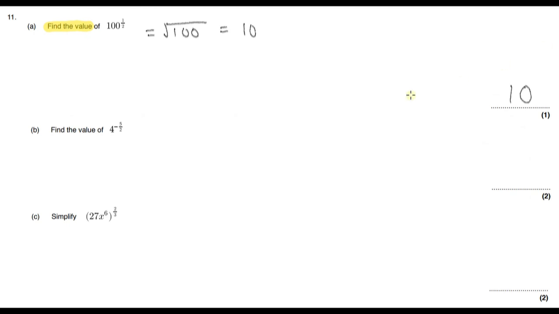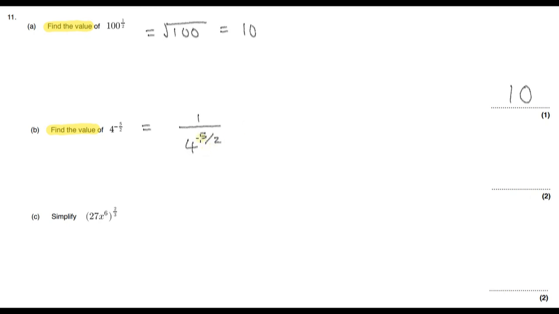So let me just highlight that. Find the value of 4 to the negative 5 halves. Whenever we've got a negative power, that's always 1 over. So this here is going to be 1 over 4 to the positive 5 halves power.